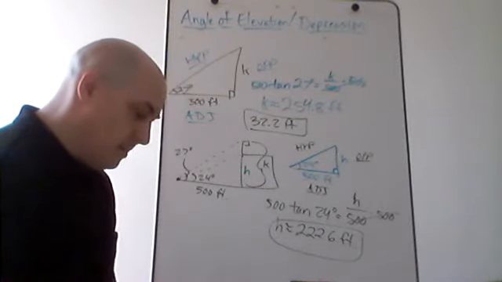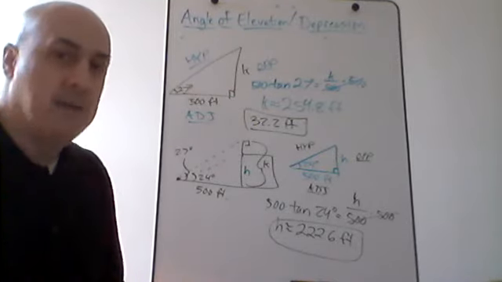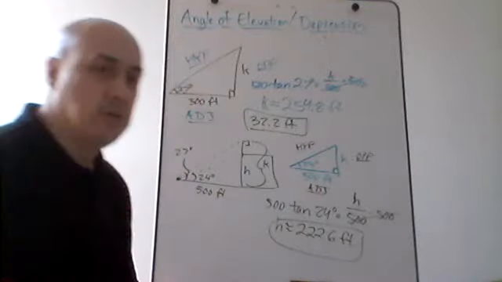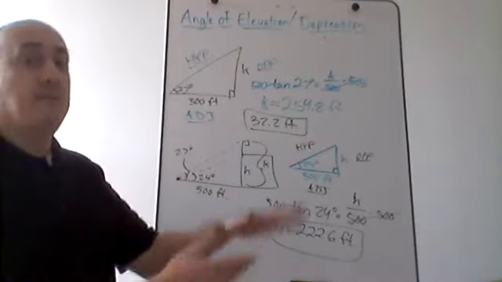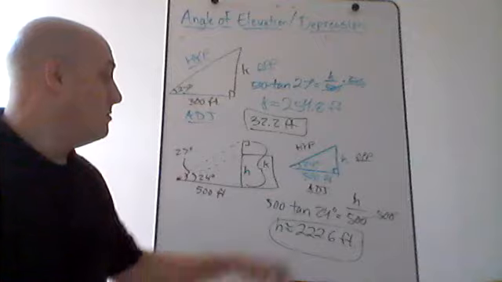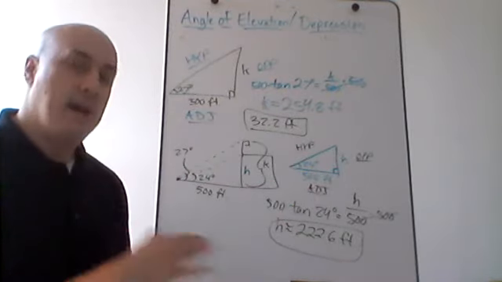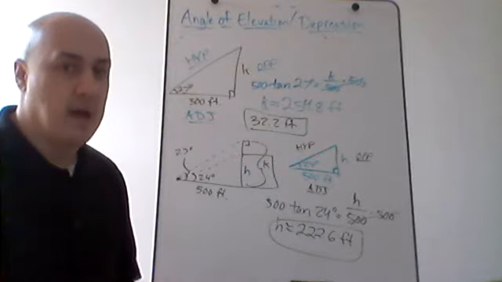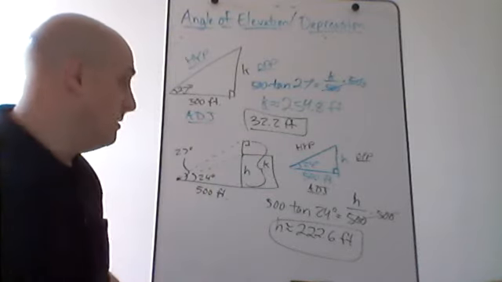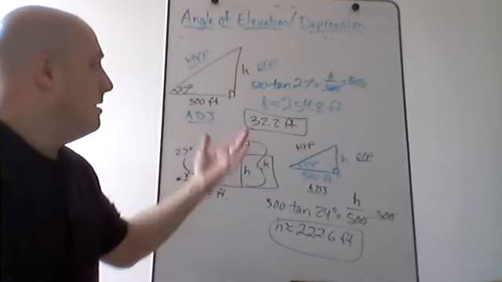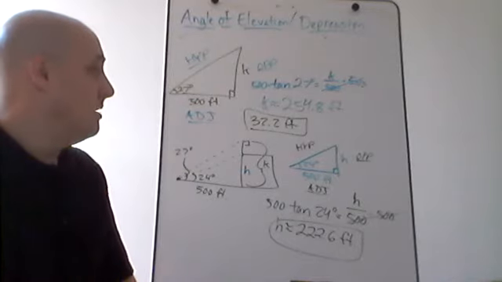All right, so this was like a two-step problem. If I wanted to find out how tall that flagpole was, first you have to find the height of the building using the tangent function. Then you have to find the height all the way to the top of the flagpole, and then subtract those to actually get the length of the flagpole itself. All right, so that's another example of doing angle of elevation.